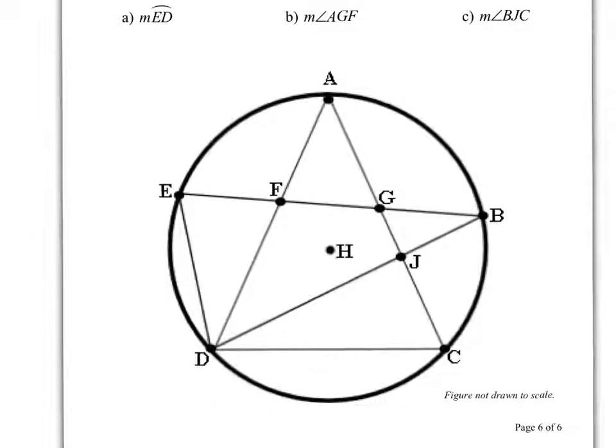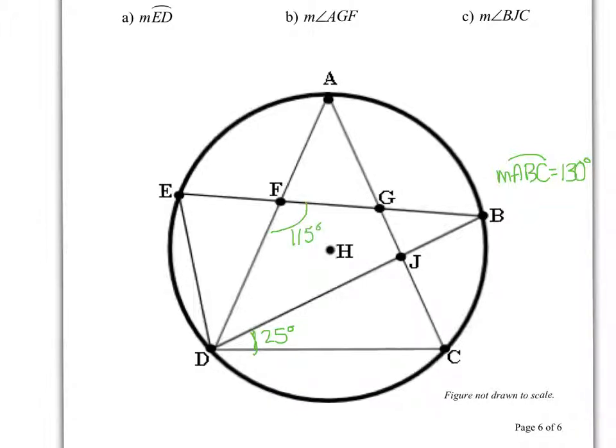Sorry, I'm making it just a little bit smaller. Alright, so what we know is that the measure of arc ABC is 130 degrees. We know that angle BDC, so this angle right here, is 25 degrees. And the measure of arc DFB, so this arc right here, is 115 degrees.